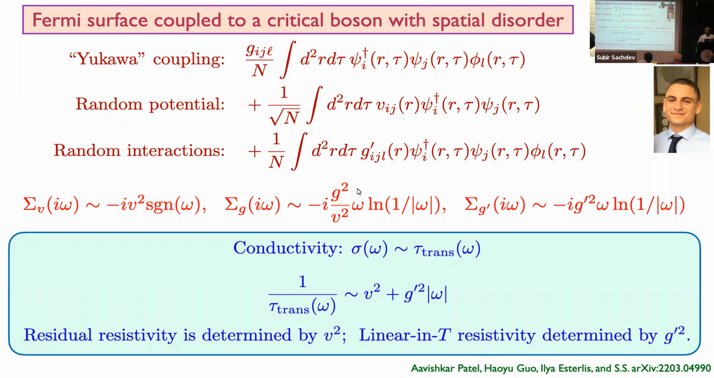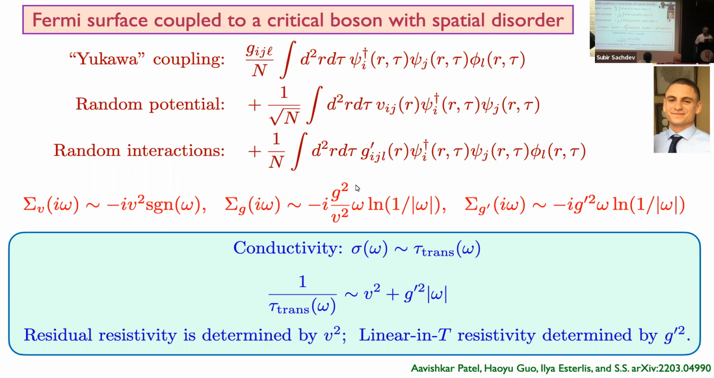One very nice thing about this result is that the residual resistivity and the linear T resistivity are coming from very different sources. And experimentally, that's hopeful, because in experiments these two seem to be quite independent of each other. The degree of disorder and the magnitude of the residual resistivity doesn't seem to determine the slope very much.